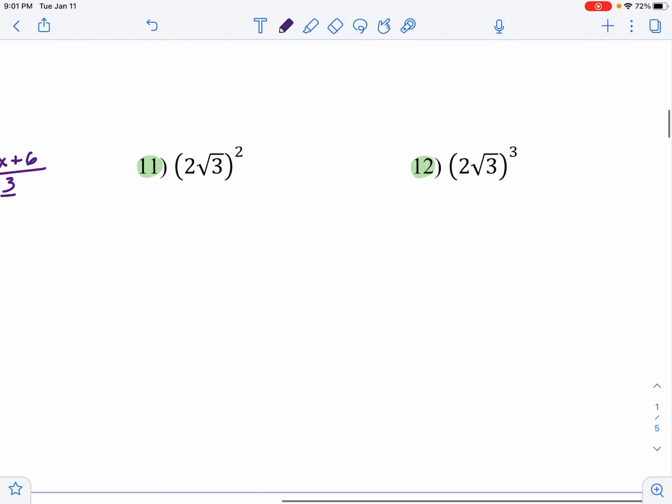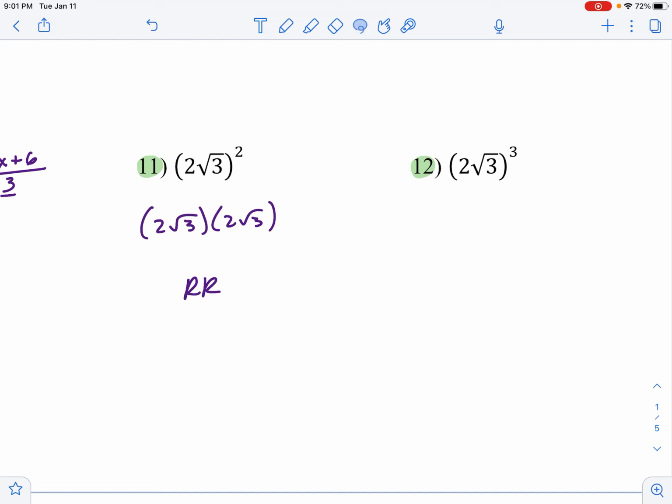11 and 12, just real quick, I've got to do these out to make sure I know what's going on. I've got 2 root 3. I've got another 2 root 3. Oh, 2 times 2 I know. Root 3 times root 3 is just 3. That means that that's going to be rational.